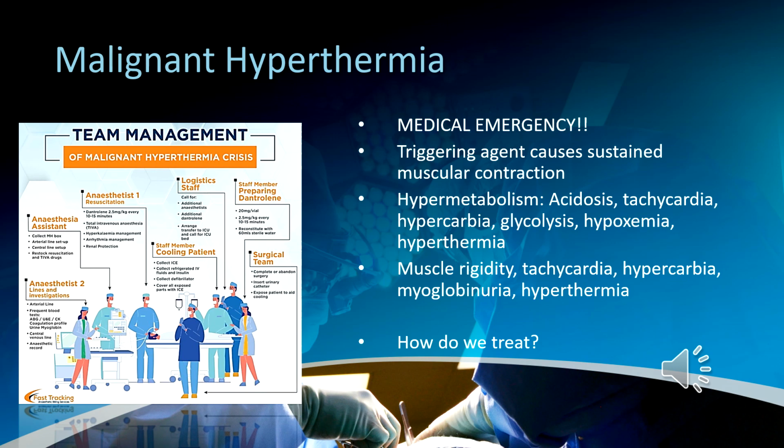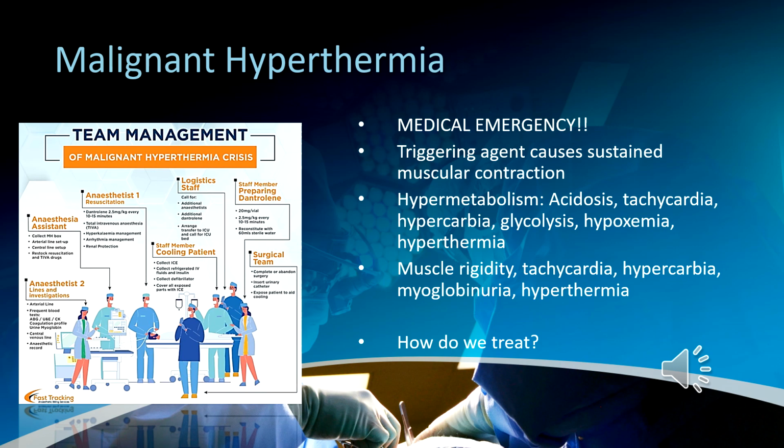The patient ends up with sustained muscular contractions that result in signs of hypermetabolism. So that's acidosis, tachycardia, hypercarbia, glycolysis, hypoxemia, and hyperthermia. The reaction usually begins to occur soon after exposure, but it has been known to be delayed until the patient is in the recovery area. So PACU nurses need to be aware of what anesthesia was given to their patients, because it can happen up to 24 hours after anesthesia was given.